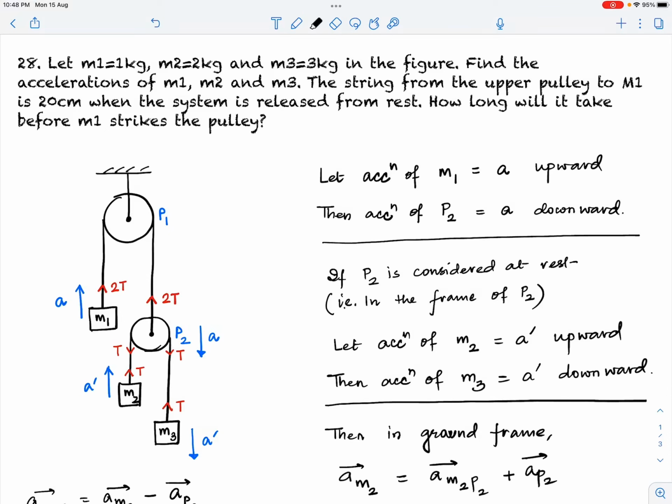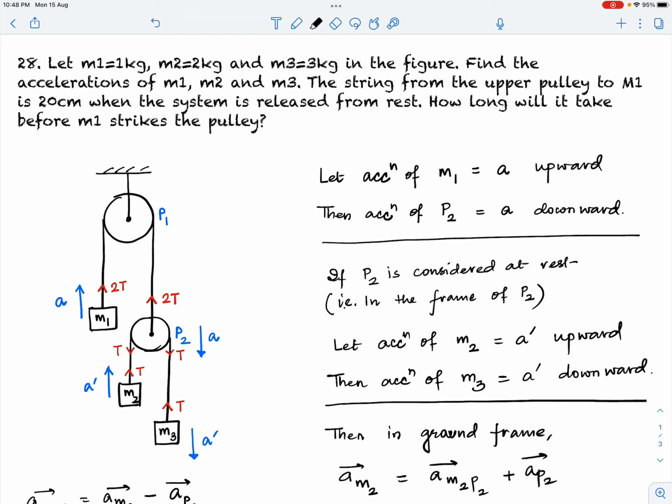Hello students. So today we are going to discuss this very interesting problem from HC Verma from the chapter Laws of Motion. It says, let m1, m2 and m3 be three masses. The value of the masses is given to you. And they ask you to find out the acceleration of the masses for the given figure.